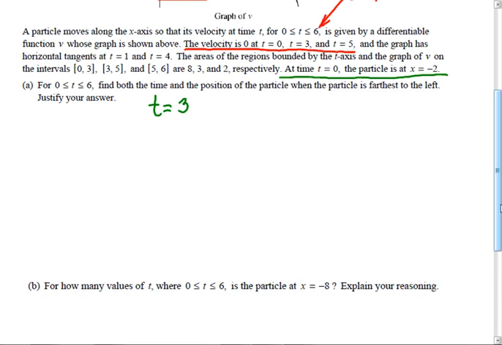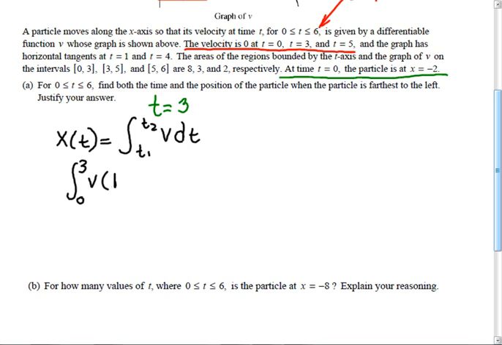Okay. And it says, find both the time and position. So I found the time. I need the position of the particle. Well, you can do it with just a plain integral, or you can do it with the fundamental theorem. Well, I don't even know how to do it with plain integral. The position, x of t, is equal to the integral from t1 to t2 of v dt. So if I want to find the position at 3, I'm going to integrate from 0, that's my starting position, to 3 of v dt.